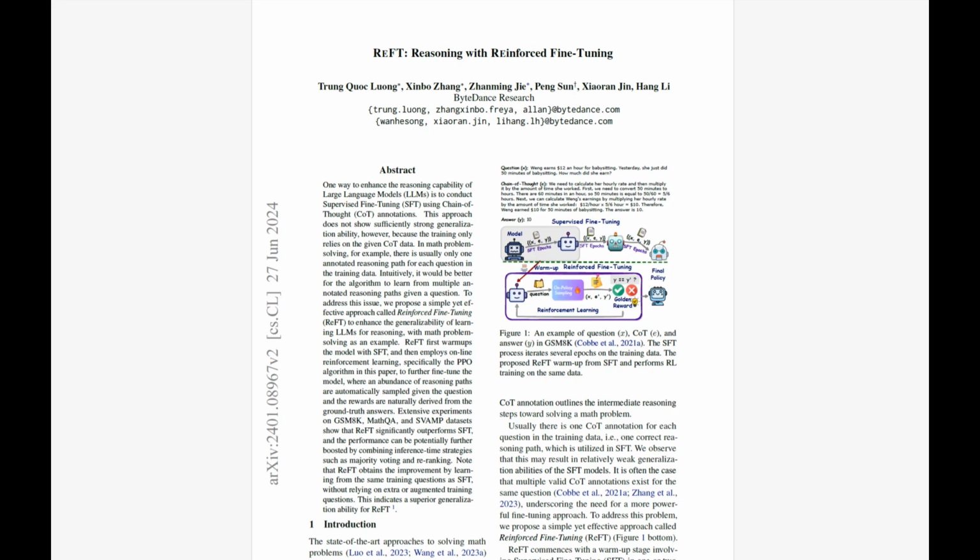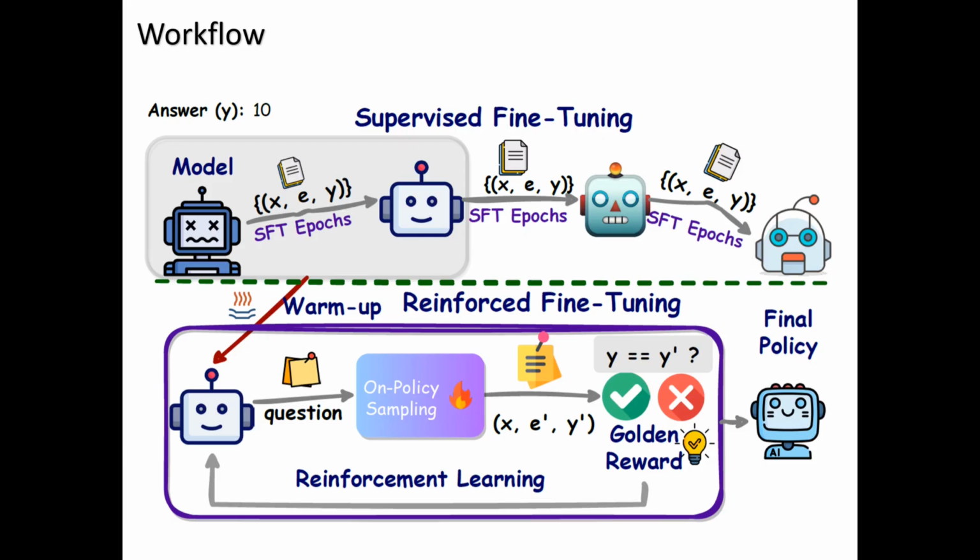The method in this paper sounds slightly different, so it's called reinforced fine-tuning, but OpenAI refers to it as reinforcement fine-tuning. Though I believe they are basically similar approaches. Okay, here is the workflow. At the top, you can see the original model is trained on a dataset with chain of thought. So E is the chain of thought to the question X, and Y is the answer.